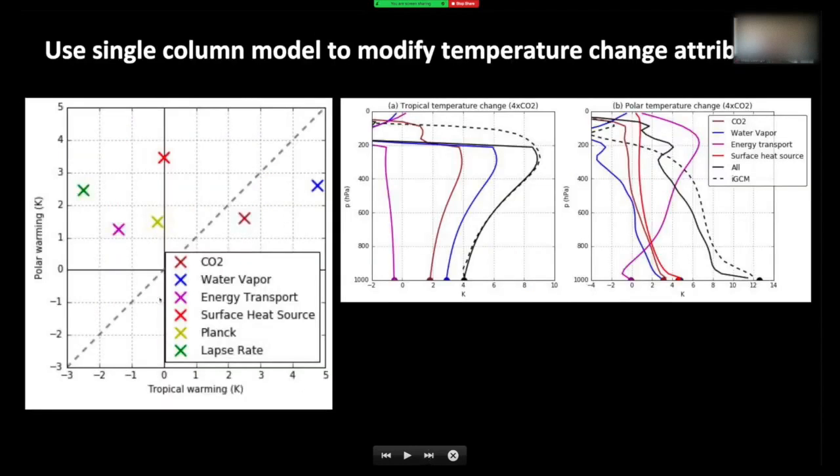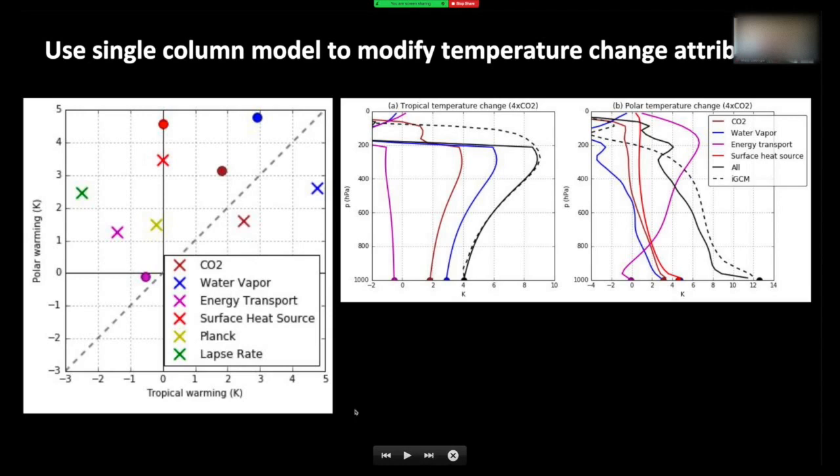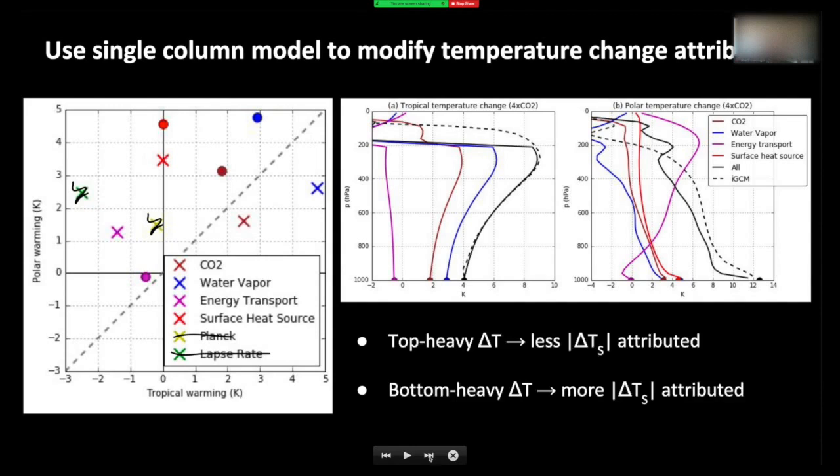So then we can use a single column model to compare the top of atmosphere Pithan-Mauritsen style attribution to the single column model attribution. The crosses are the top of atmosphere attribution. You can see that because there are the Planck and lapse rate feedbacks. The dots are the single column model attribution. Obviously in the single column model, you don't have the Planck and lapse rate feedback.